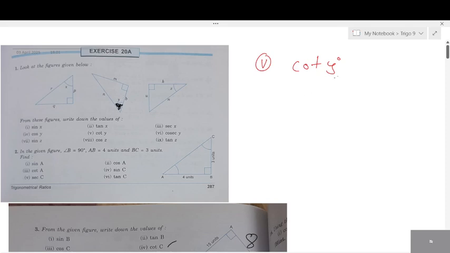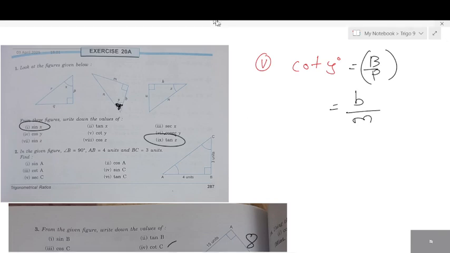First, tell me what is cot formula, students. Base by perpendicular. So in second diagram, y is given. In second diagram, which is hypotenuse? N is hypotenuse. For y, which is perpendicular, students? Perpendicular is opposite. M is perpendicular, then which is base? B. What's the answer? B by M. Solve one question. I want you all to solve two questions. Tan Z, sin X. Complete these two.